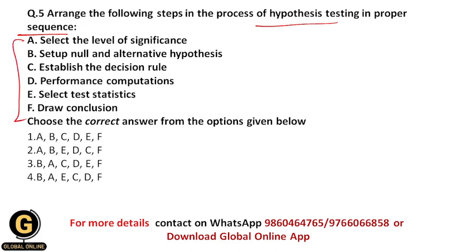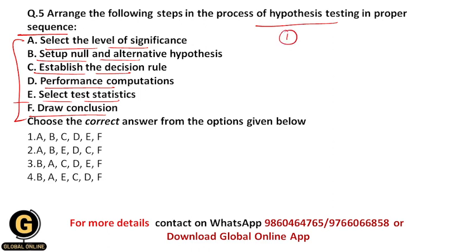Now over here they have given us the steps of hypothesis testing, and we need to keep an order, or we need to show the proper sequence of these processes of hypothesis testing. So now let us see what are the different steps they have given us. Select the level of significance, then set up null and alternative hypothesis, establish the decision rule, then perform computations, then select test statistics, then draw conclusion.